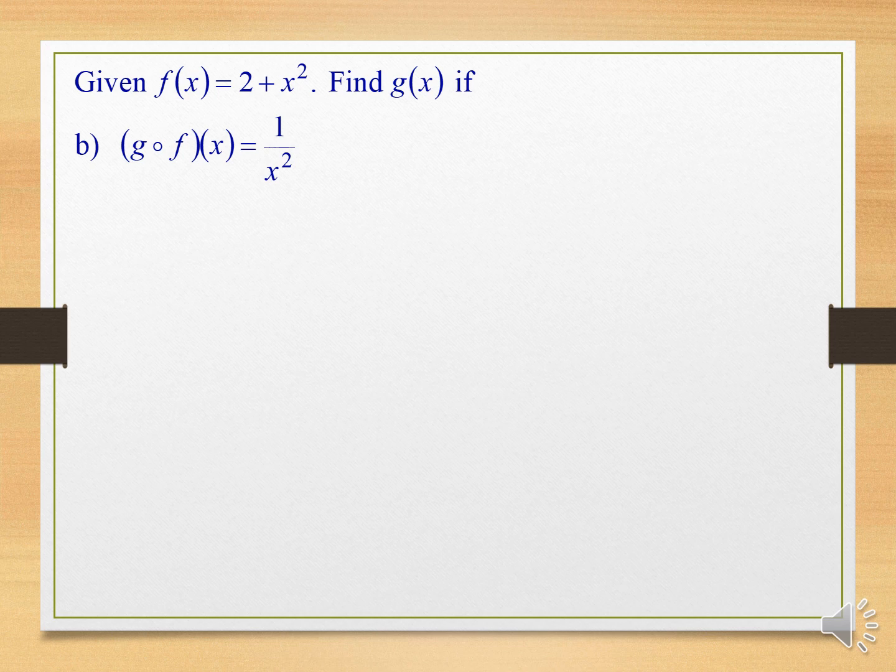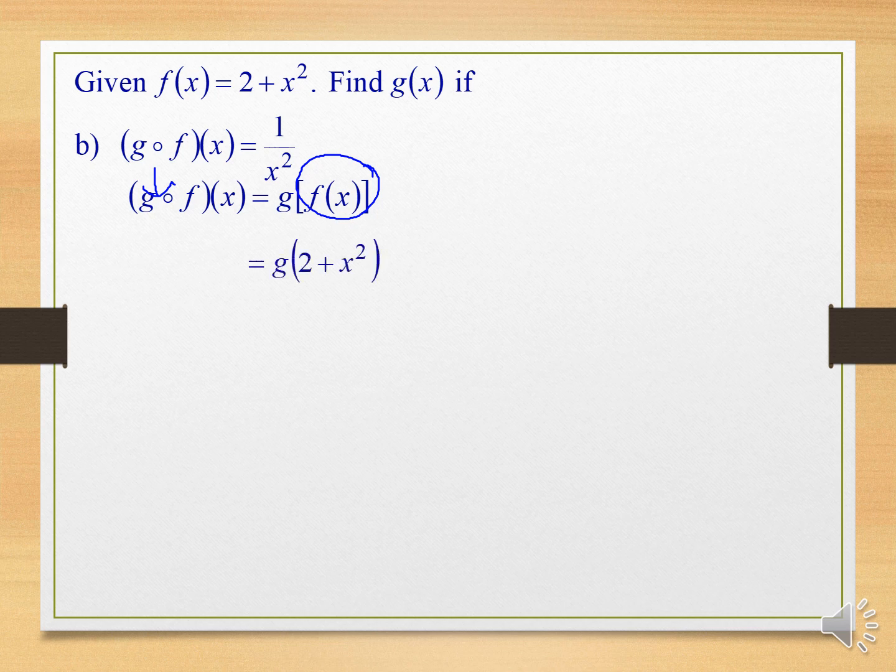f(x) equals 2 plus x squared. Find g(x) if g composite f(x) is given, equals 1 over x squared. From the left-hand side, g composite f(x) equals g(f(x)), which f(x) is already given in the question. Therefore, we have g(2 plus x squared) from the question, f(x) equals 2 plus x squared. Now, this equals 1 over x squared.